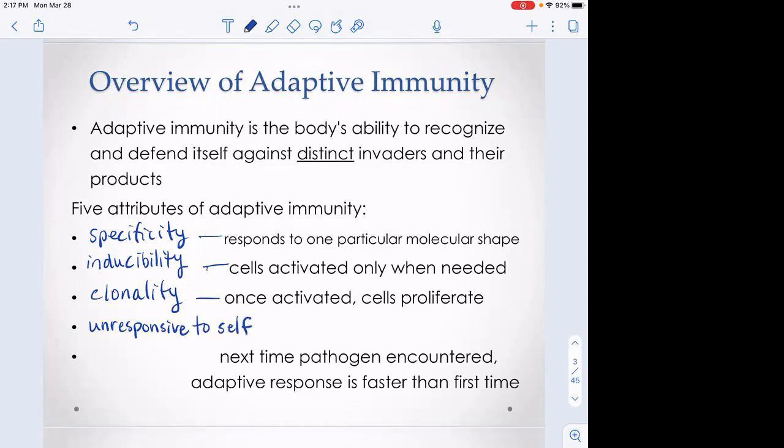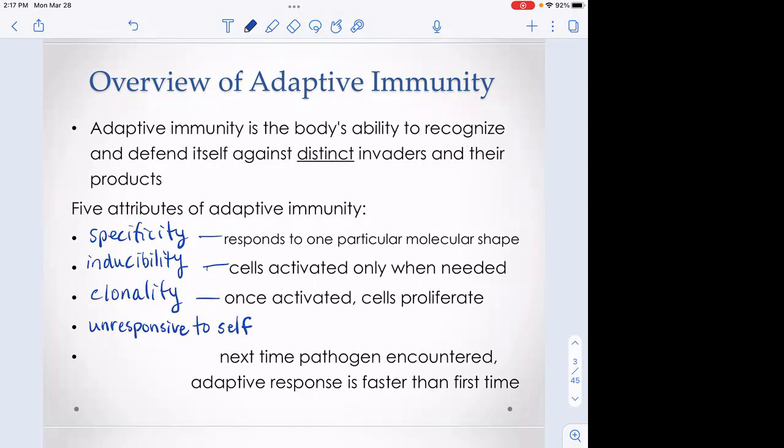And I thought maybe that one didn't need any further clarification, but again, if everything's working right, then we shouldn't be making antibodies to our own cells. But sometimes, whether it's in response to some environmental factor or a genetic predisposition, something goes wrong. And then we have autoimmune disease.